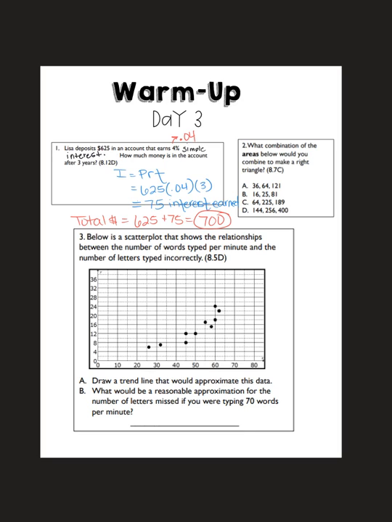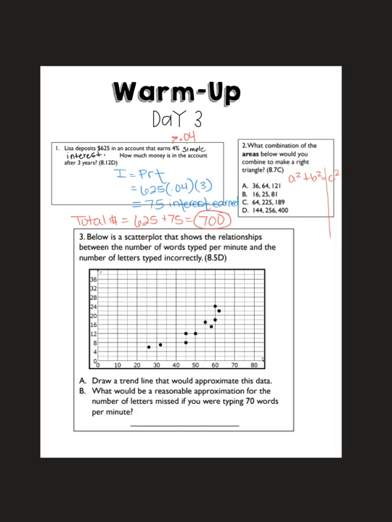All right, so that brings us to problem number 2. Now, this is a Pythagorean theorem problem, and if you remember, our Pythagorean theorem is a squared plus b squared equals c squared. So we have to figure out which set of numbers makes this true.